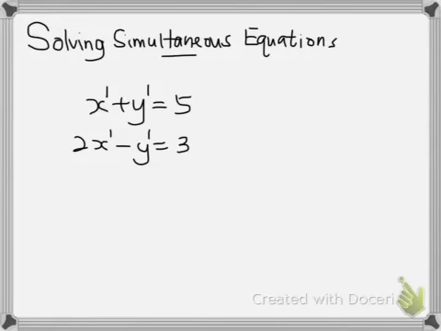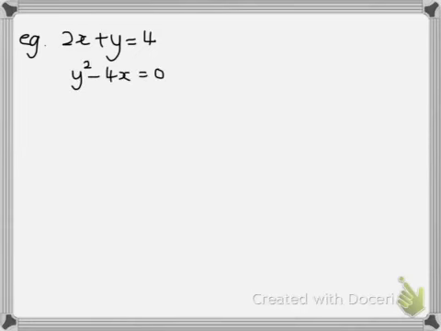Okay? Like for instance, what we have would be now, let's say, 2x plus y equals 4. And then you have y squared minus 4x equals 0. So you're going to solve this simultaneously.